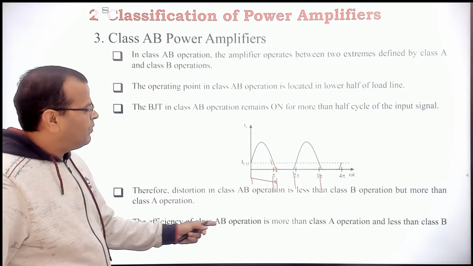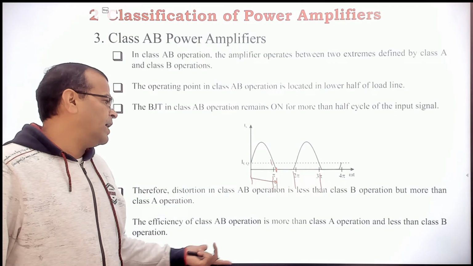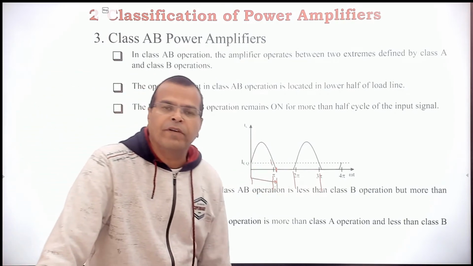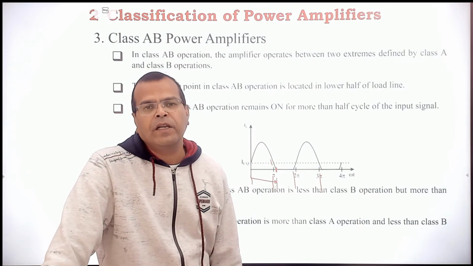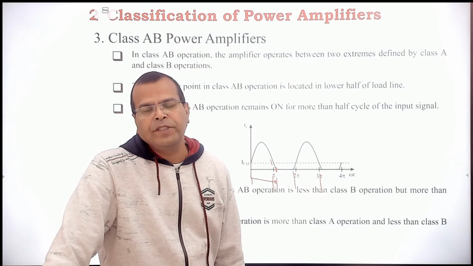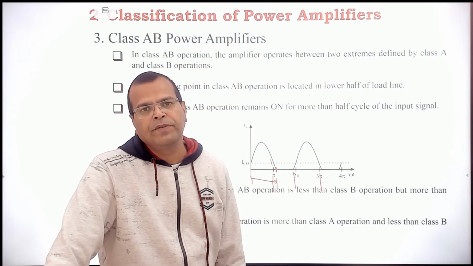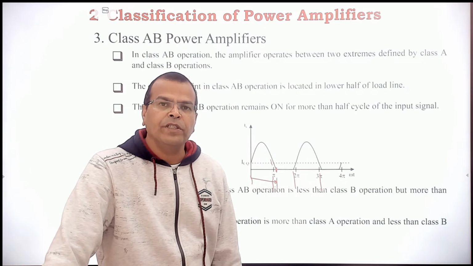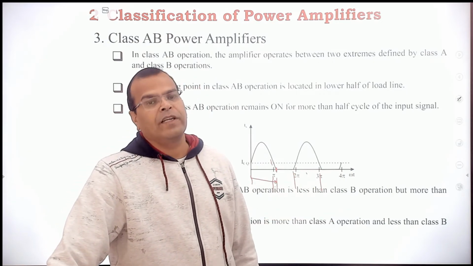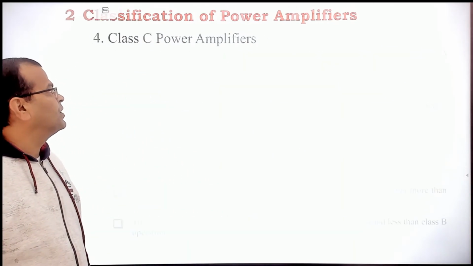And efficiency of class AB operation is more than class A but less than class B because your signal is available for more than half cycle. If it is available for more than half cycle, so losses will be more than the class B operation. If losses are more, efficiency will be less than class B operation. But in case of class A operation, your output signal is available continuously, so efficiency is lesser in case of class A operation. Then of course class AB operation.